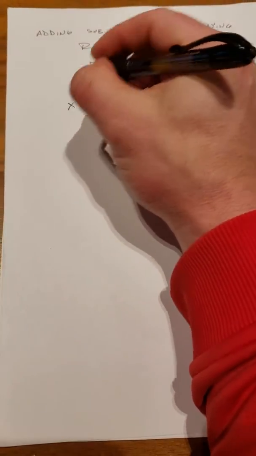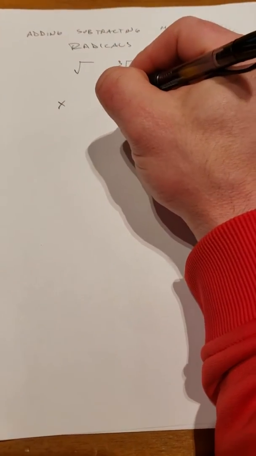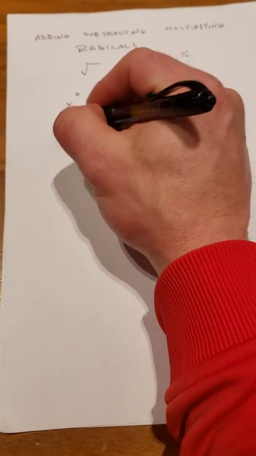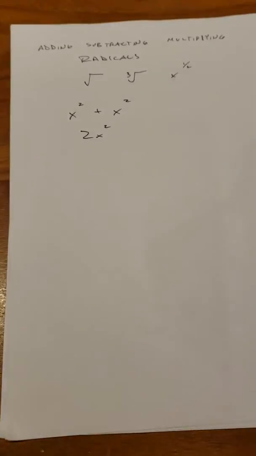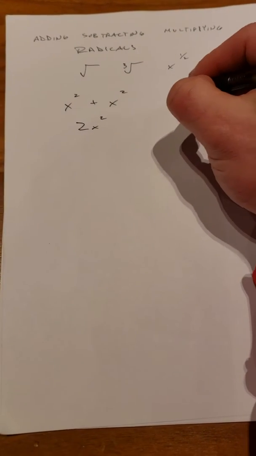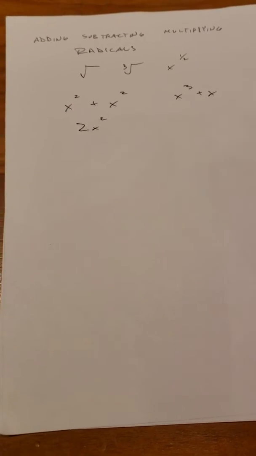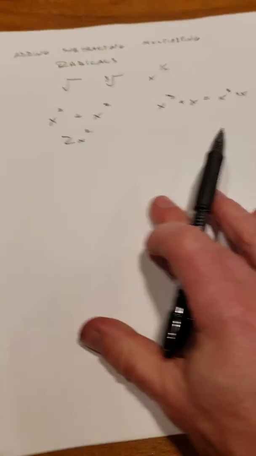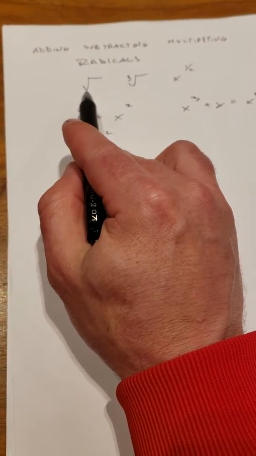All right, so let's start this off with something you guys know. In order to add variables, what do we need? We have to have the same variable, and you have to have the same exponent. So we can add, we can subtract those. Like right here, we would have 2x squared, okay? If we had x to the third plus x, well, we can't do anything with that, so that's already simplified, okay? The same rule is going to apply when we're talking about radicals, okay?